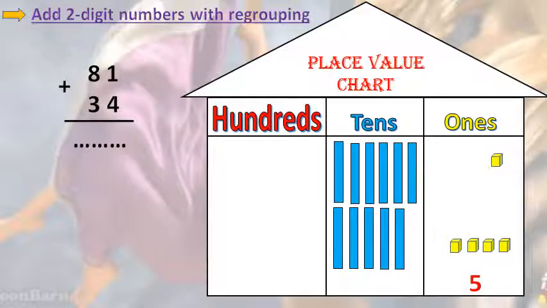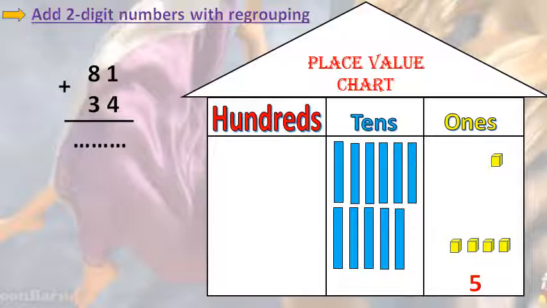Now let's add together, or count together, how many ones we have. How many ones do we have here? We have 5 ones. And how many tens? Let's count the tens together. I have 8 plus 3 equals 11 tens. Uh-oh. Can I put 11 tens in the tens room? No. What am I going to do now?